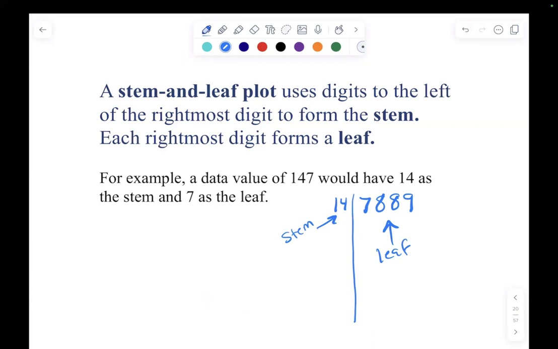You represent every single data value you have, even if it causes repetition, and you put them in order from smallest to largest. I'm going to do a couple of those in your notes, and hopefully you'll be able to read those.